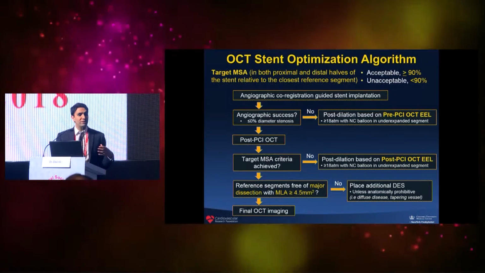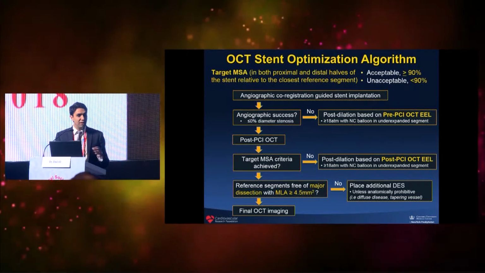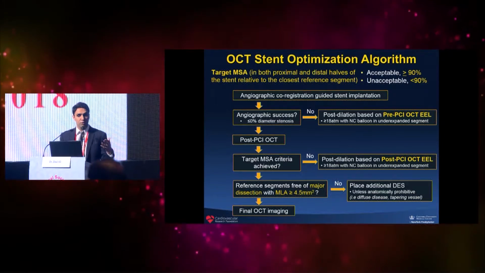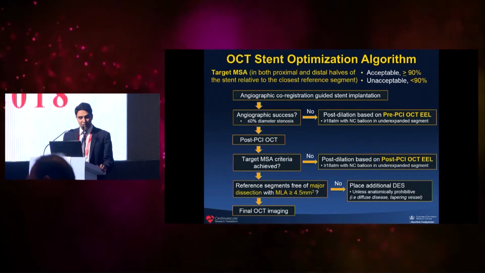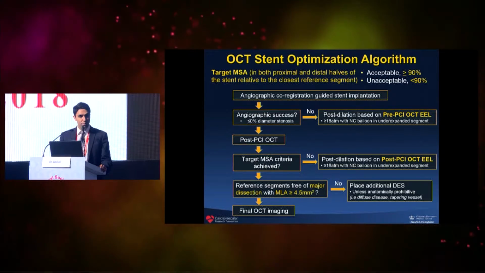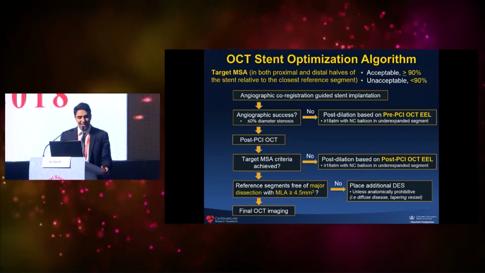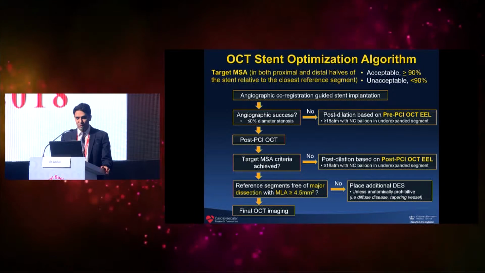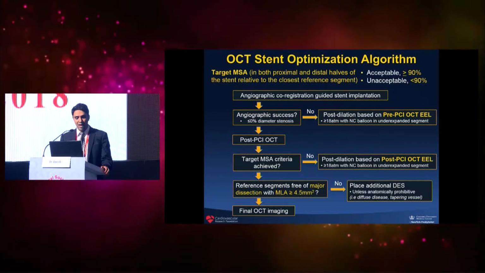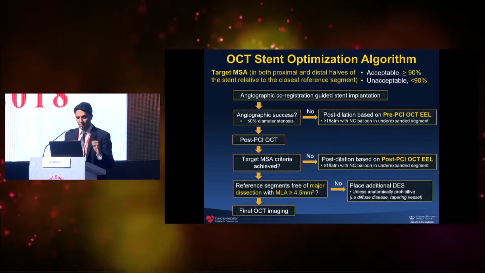Only following the point at which you believe you have completely optimized your stent strategy and completely optimized your stenting, at the point which you're ready to pull out your wires, should you perform your post-PCI OCT. Then you determine whether your target minimal stent area is achieved, and you use your new balloons for post-dilation based on your post-PCI OCT. The last section that we do before completing the procedure is we confirm that there's no major edge dissections and that there's not a minimal lumen area less than 4.5 millimeters squared in the reference segment.